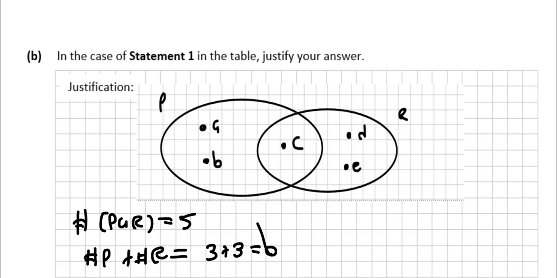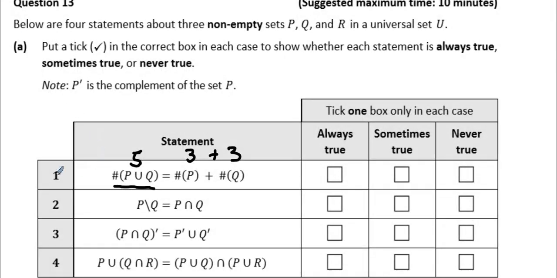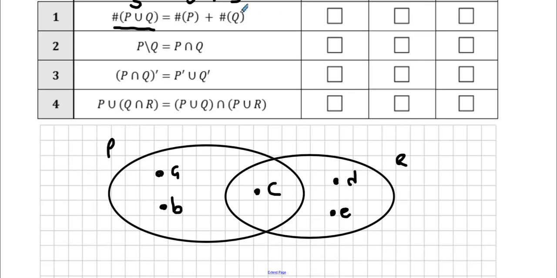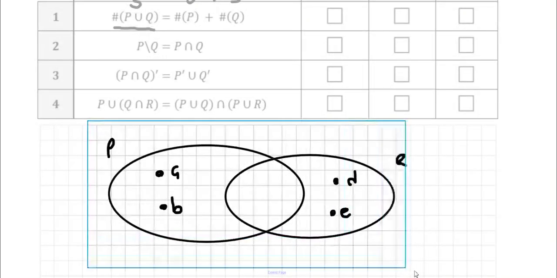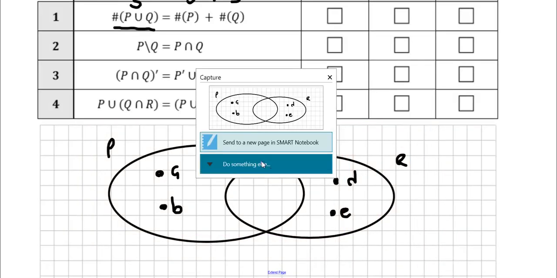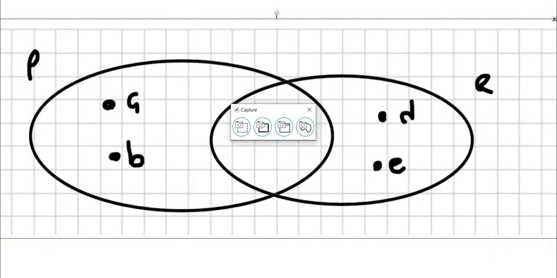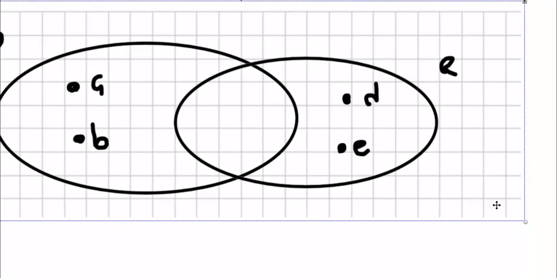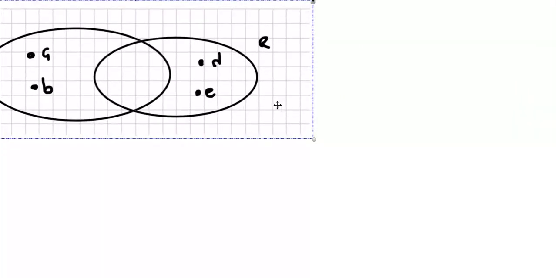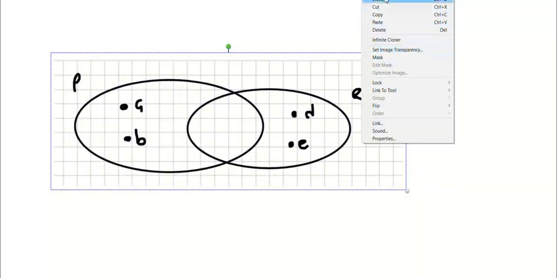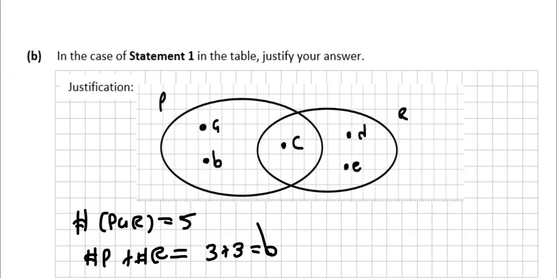Okay, but if I go back, and what I say this time is that neither one of them have any intersection. So as an example, if I was to put no intersection here, this time, once again, I'm going to need this for my next page. So once again, we're using this to justify statement 1. So you can see in this case that P union Q actually does equal hashtag P plus hashtag Q.